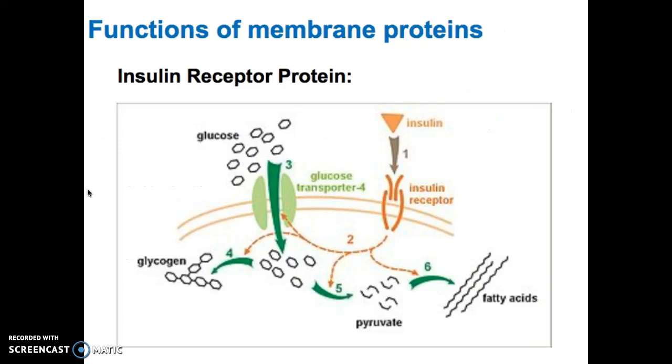So here's what that looks like, right? We have glucose out here. We have insulin here. It binds to an insulin receptor protein, and that will tell the glucose transporter to open. Glucose will come in, yeah, and we'll break down that glucose as needed.